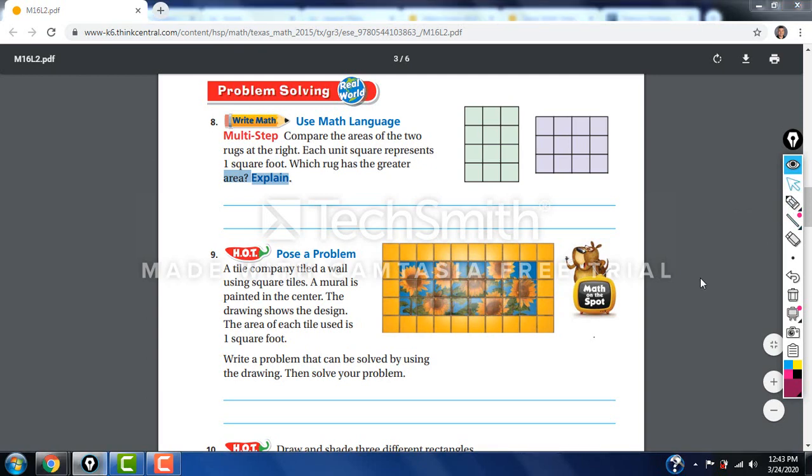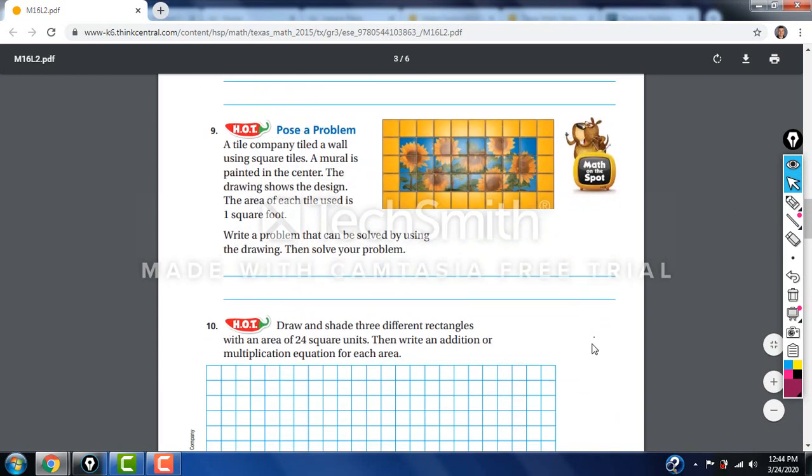The next one is a nice one because they have an image inside, and then they have a mural inside another square, a rectangle. And if you look at it very carefully, a tile company tiled a wall using square tiles. A mural is painted in the center. Here's your mural. The drawing shows the design. The area of each tile used is 1 square foot. Write a problem that can be solved using the drawing and solve the problem.